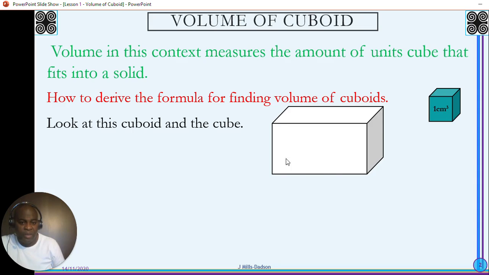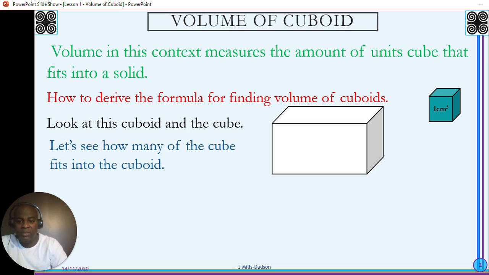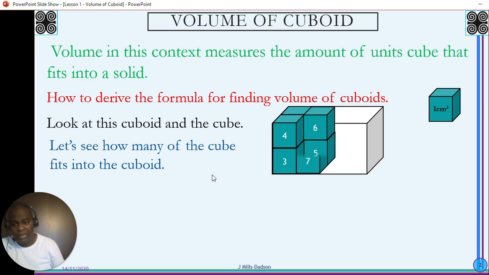If I want to find out the amount of space inside the cuboid, I can investigate it by packing this 1 cm cube into the cuboid to see how many will fit perfectly inside, and that will determine the volume of the cuboid. So let's see how we do that. So that's my first one. Let's pack as many as we can. You can count alongside.